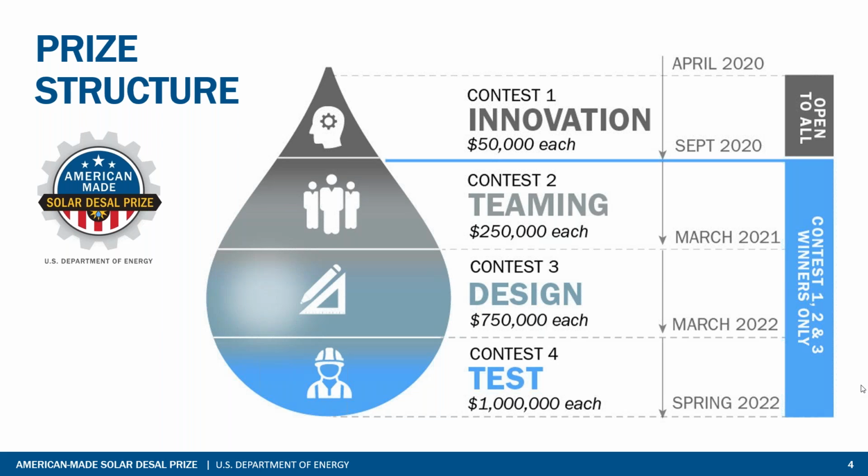The third contest is design, where competitors who won the teaming contest will work to complete a detailed design of their proposed prototype of a solar thermal desalination facility to the point that they are shovel ready for a site located in the U.S. Winning teams here receive $750,000 in cash and a $100,000 voucher. The final contest is test, where competitors will build their prototype system with a production capacity of at least 100 cubic meters of fresh water per day. Teams winning the test contest will be awarded $1 million in cash.